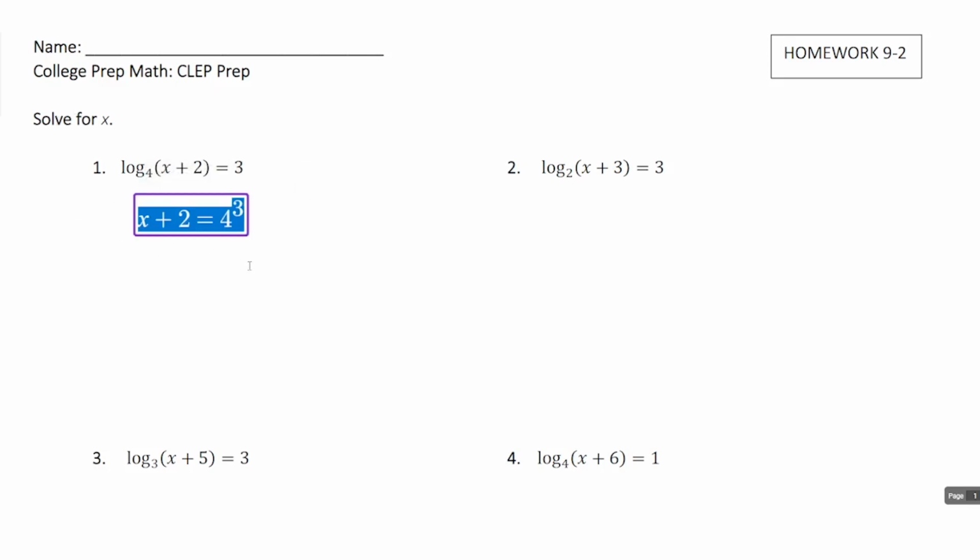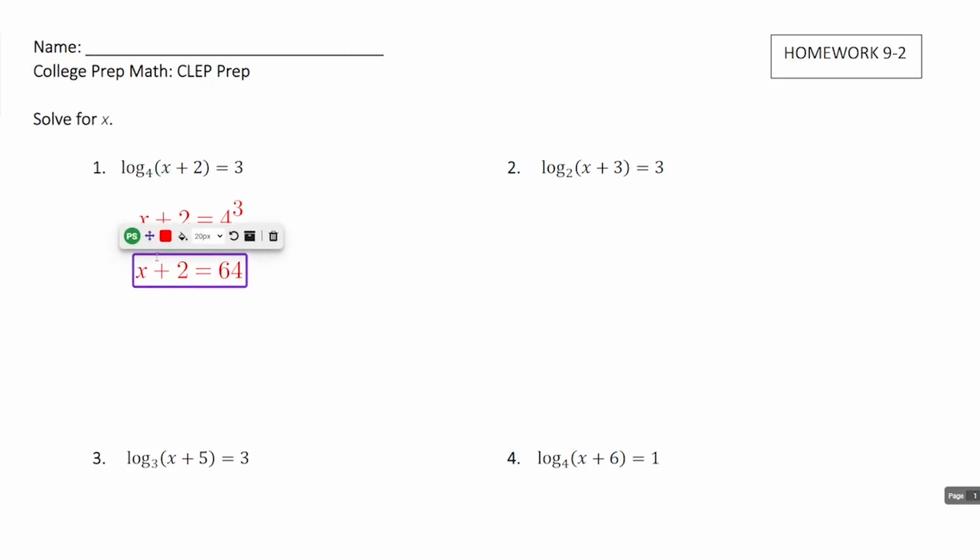From here, we're just going to solve it by simplifying that 4 cubed first. So 4 cubed, that's 4 times 4 is 16, times 4 is 64. And then lastly, we can use the subtraction property of equality to subtract 2 on both sides, and we end up with x equals 62.